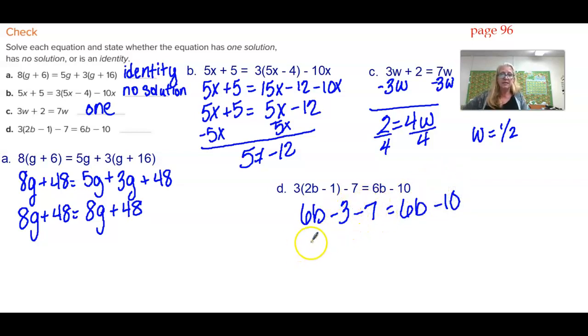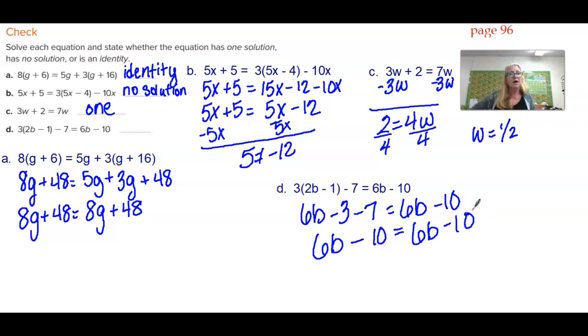A minus 3 and a minus 7 gives us minus 10. Or you can think of it as a negative 3 and a negative 7 combined to give you a negative 10. Equals 6b minus 10. Look at that. They are identical. And because they're identical, that forms an identity, which means there are infinite solutions to that one.